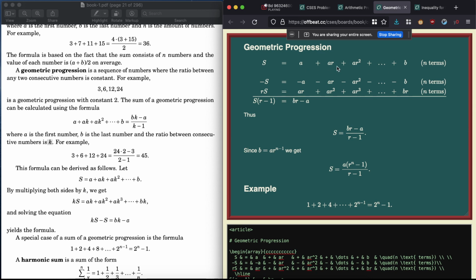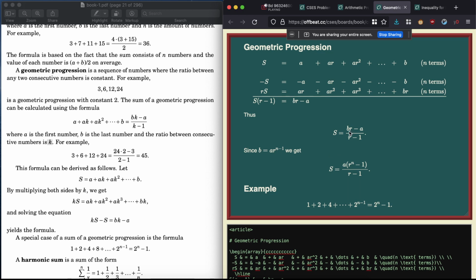So say there are two terms only. So that would be a plus a times r. So r is raised to the power 1. We have two terms. Okay, say we have three terms. In that case, the last term has r raised to the power 2. So the power of the last term would be 1 less than the number of terms. So that is why the last term would be ar to the power n minus 1.